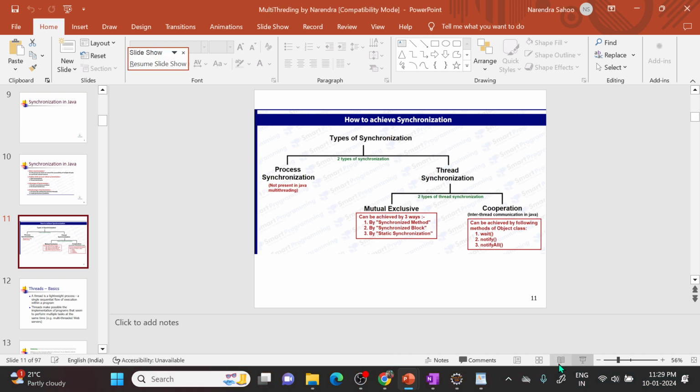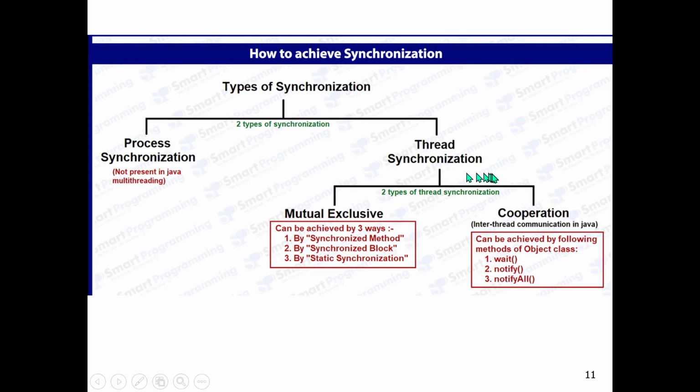Okay, so I explained these two types of synchronization: one is mutual exclusion, another is cooperation. In this mutual exclusion session, I explained the synchronized method, synchronized block and static synchronization. As per the requirement you will use them. A synchronized block means it locks a particular piece of code, some lines of code. A method means the whole method will be locked. And if we mention static synchronized in a method, that means the whole class will be locked. So that's all about this session.